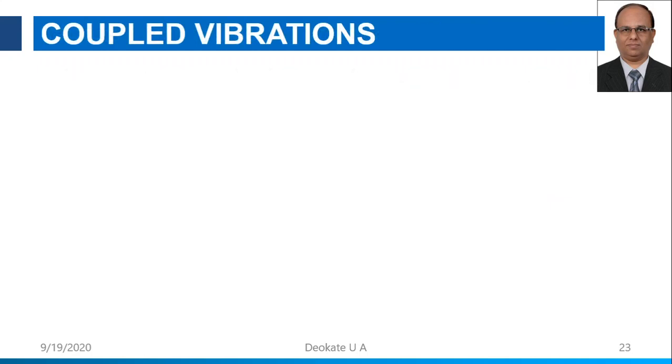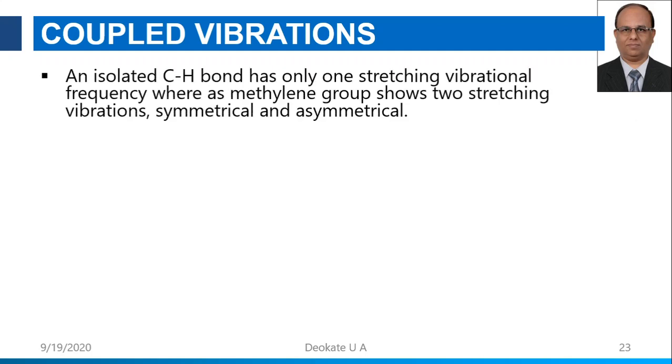First one is your coupled vibrations. Coupled vibration means we know that two atoms are vibrating nearby. So when these two atoms are vibrating nearby, they may produce interaction of their vibrations, and that may lead to the appearance of one or more peaks in the IR spectrum.